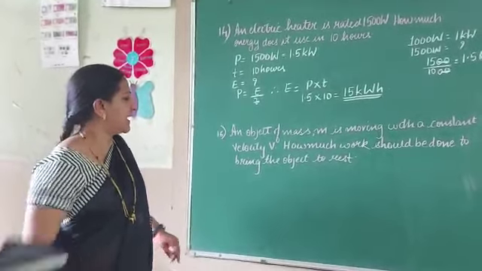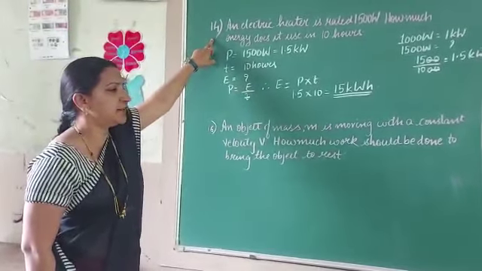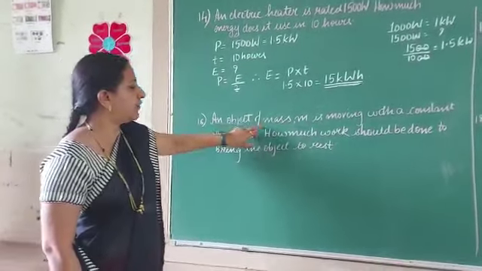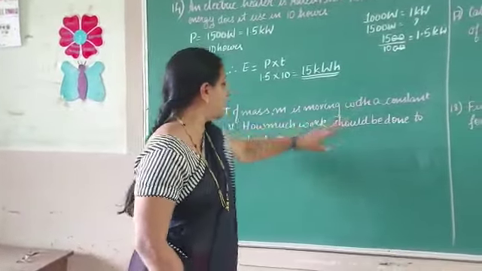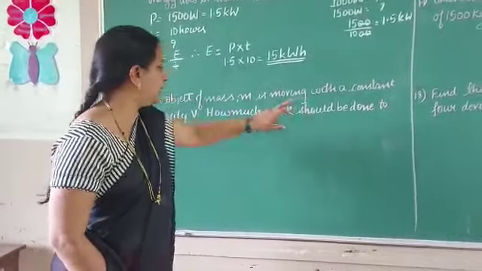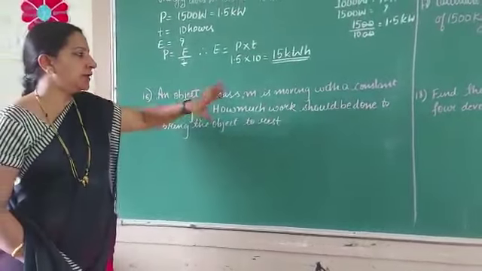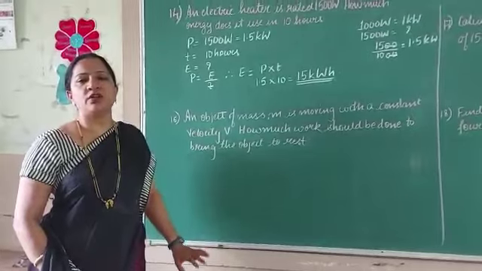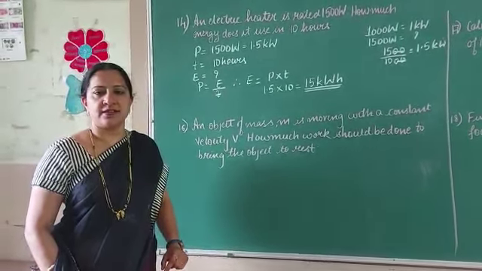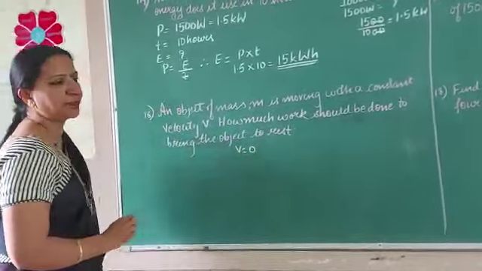Now in that same exercise, you have one more sum, that is the 16th sum. What we did previously was the 14th sum, now it is the 16th sum. An object of mass m is moving with a constant velocity v. How much work should be done to bring the object to rest? That means here the object is already moving with one constant velocity. Now that object has to come to rest. That means final velocity will be equal to 0 only.